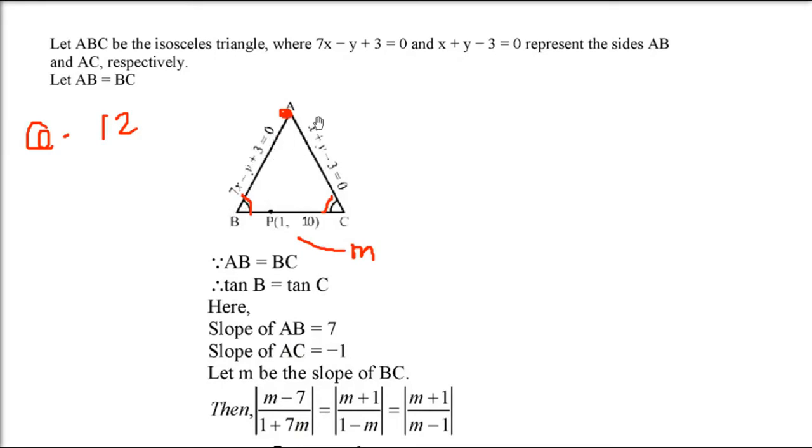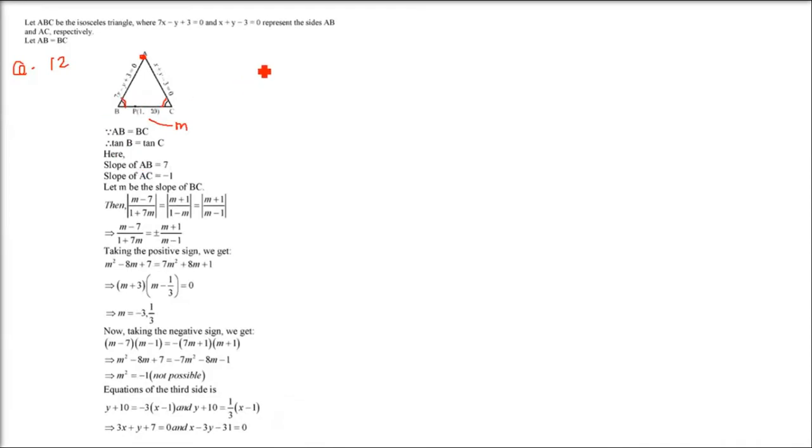But one is negative. AB and AC are equal, that is why tan B and tan C are equal. Angle B and angle C are equal, or you can say angle C is equal to 180 minus B, because if you subtract from 180, then only you get C.